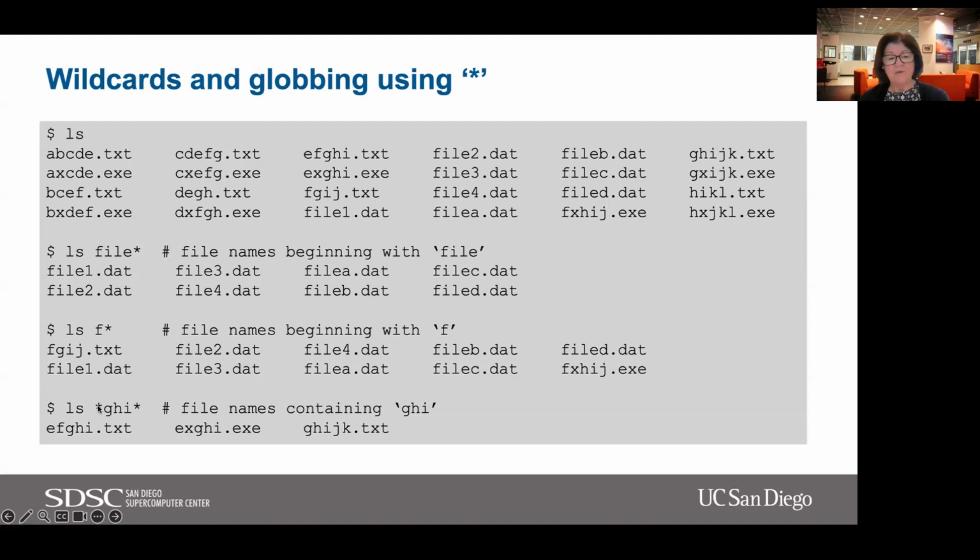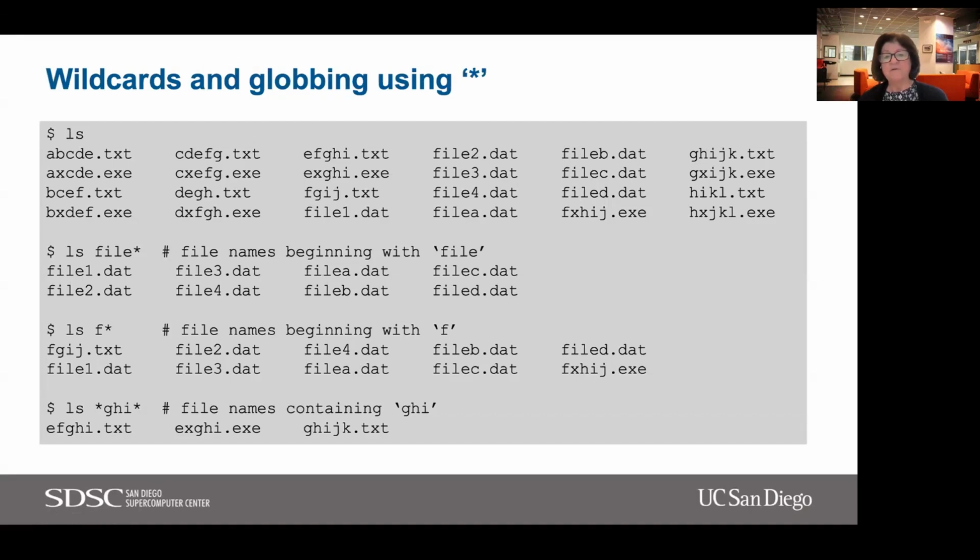And then finally, list any file. Here we're using the asterisk at the beginning and the end. So any file that has the string GHI, and that's EFGHI, EXGHI, and GHIJK. And notice there's .txt and .exe. So you have a lot of control over what you're getting.